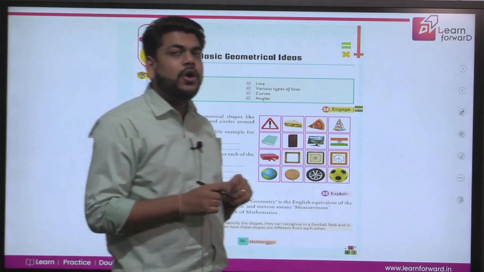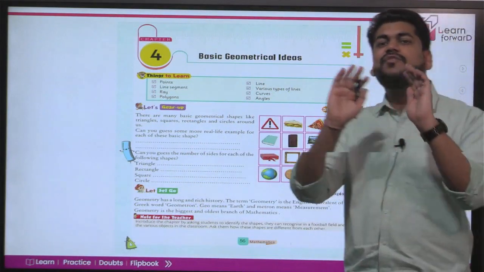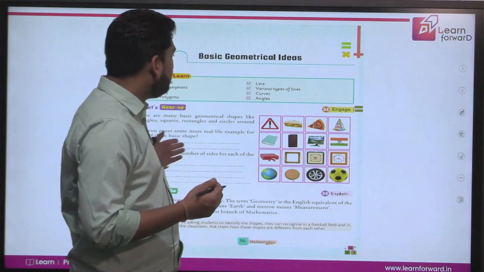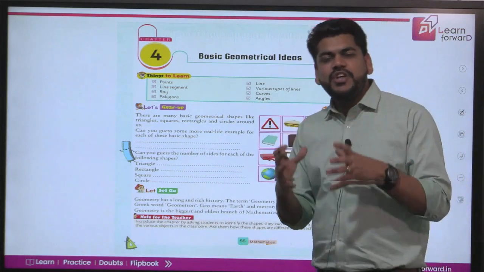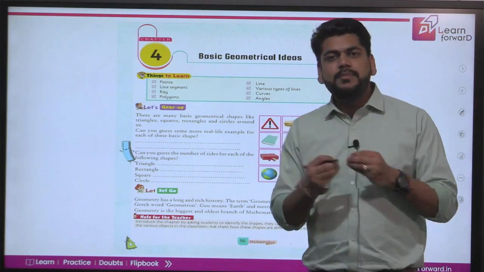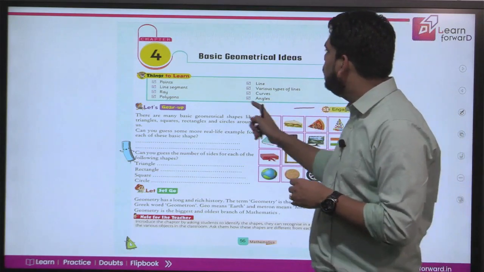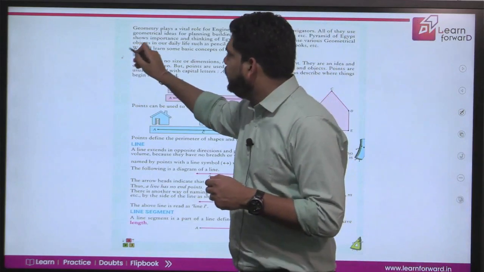But if I talk about the globe, earth, it's not a circle, it's spherical in shape, because a globe is a 3D image. Fine. So in this particular chapter, we'll be learning about different shapes, different concepts that are included in our geometry. Fine. We'll be starting with the first concept, that is point.